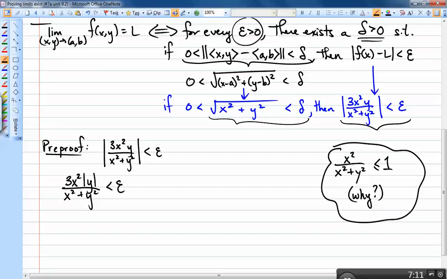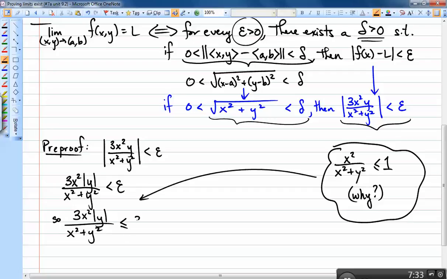Okay, so what I can do now is rewrite this so that I can say 3x squared times the absolute value of y over x squared plus y squared is going to be less than or equal to 3 times the absolute value of y, because everything else is going to be less than or equal to 1.